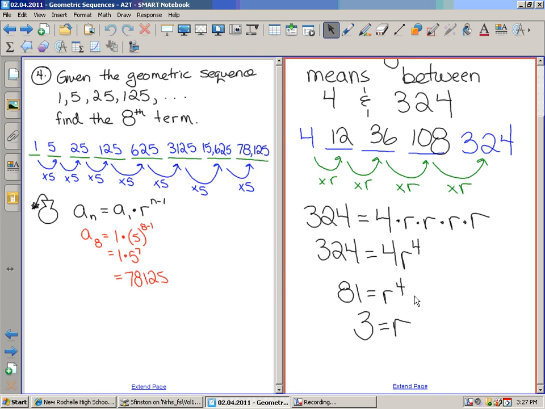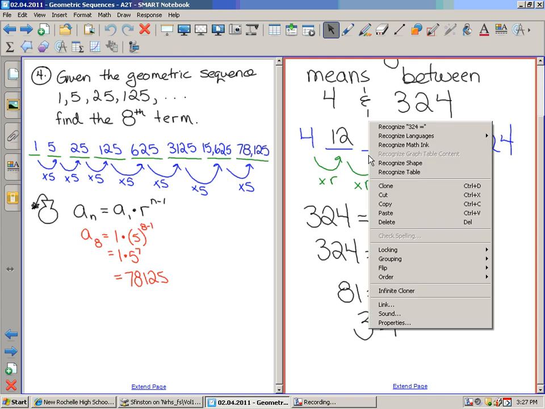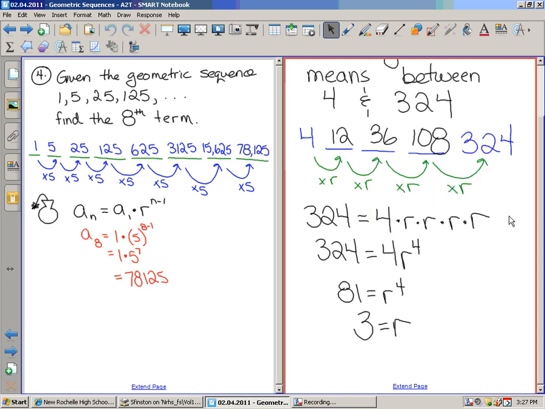But in the meantime, if r equals 3, 4 times 3 is 12. 12 times 3 is 36. 36 times 3 is 108. And 108 times 3 is 324. So the three geometric means you're looking for are 12, 36, and 108.